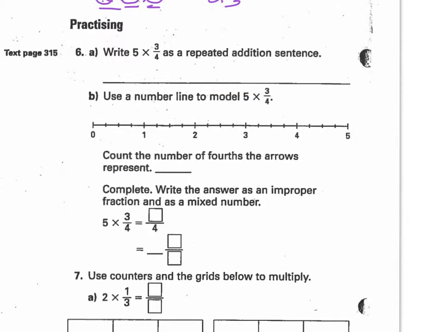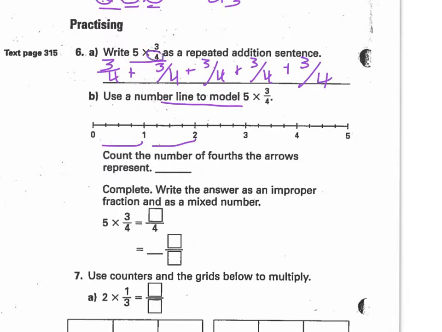I'm going to do 2 more practice questions with you, and then you're going to practice them on your own. We are going to write 5 times 3/4 as a repeated addition sentence. So you're going to add 3/4 5 times. 1, 2, 3, 4, and 5. Now I'm going to model that on a number line. I have to have at least 5 wholes because I'm multiplying by 5. Each whole is divided into 4 sections. That's because of my denominator.